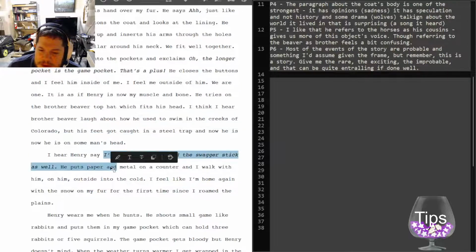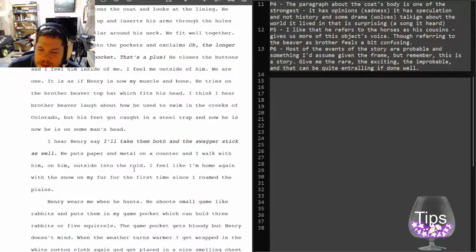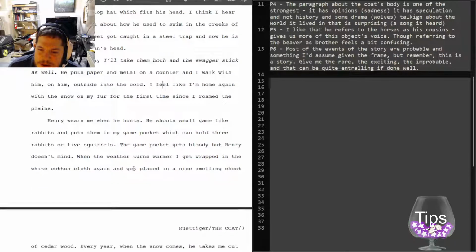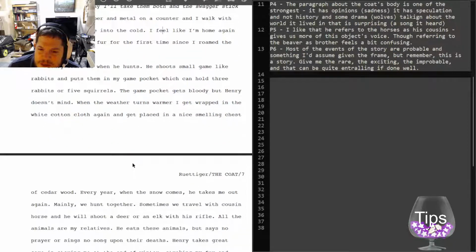Close the buttons, okay. Brother Beaver, East Henry, take them both from the swagger stick as well. He puts the paper and he wears them as he hunts. He shoots small game like rabbits and puts them in his pocket.